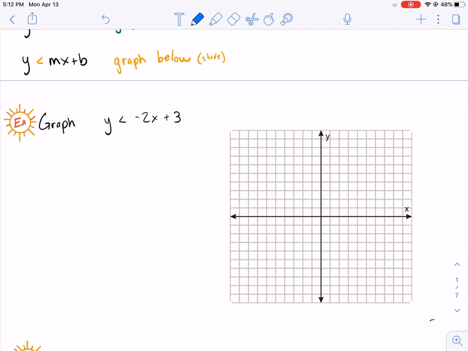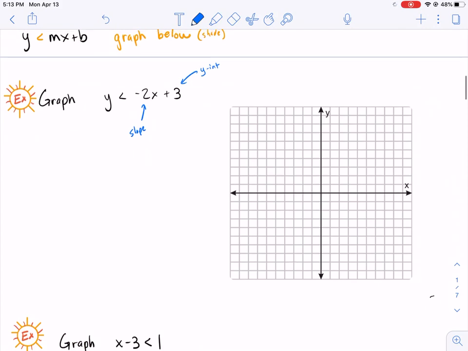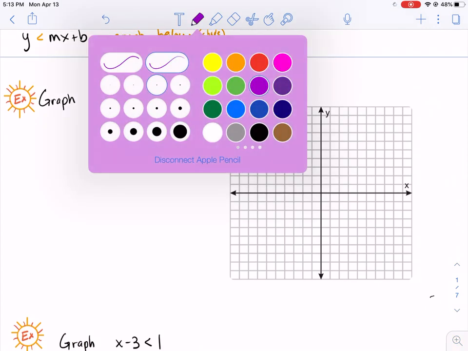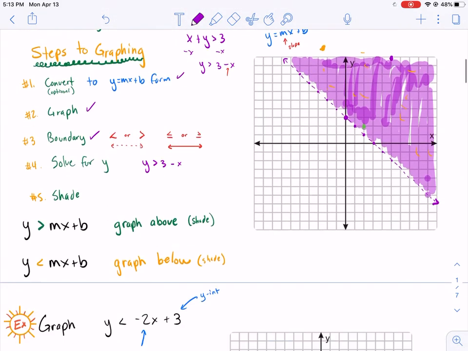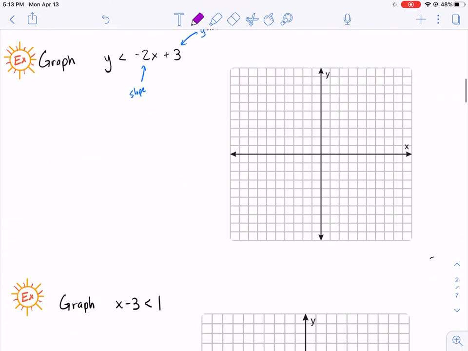Quick reminder, this is already in slope-intercept form. I know that's not an equal sign, but the point still stands. That is your slope in front of x, the coefficient of x. Your y-intercept is the constant being added to x, and we start with the y-intercept. So we start by converting, which is already in that form, and now we're going to graph this.